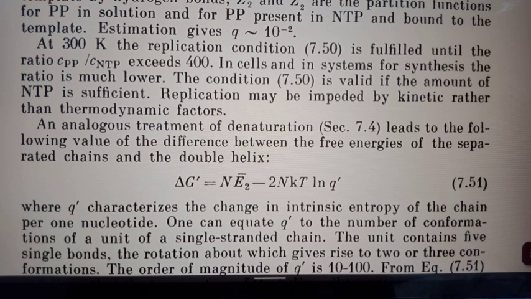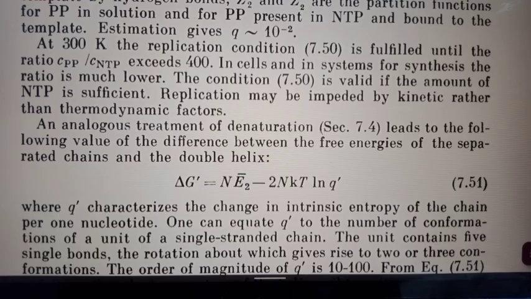At 300K, the replication condition is fulfilled until the ratio CPP and CNTP exceeds 400. In cell and the system for synthesis, the ratio is much lower. The condition is valid if the amount of NTP is sufficient. Replication may be impeded by kinetic rather than thermodynamic factors.